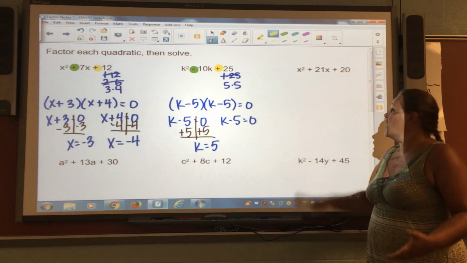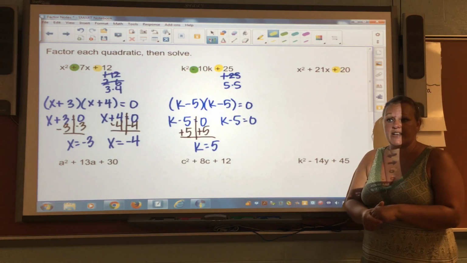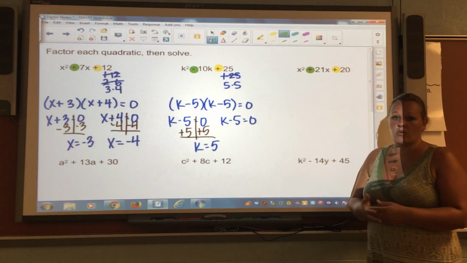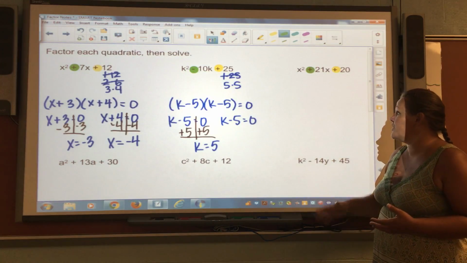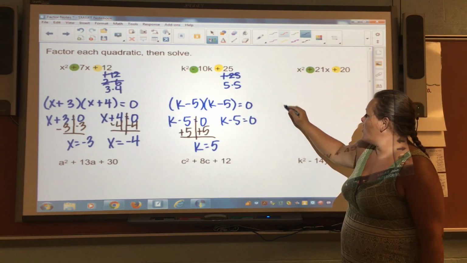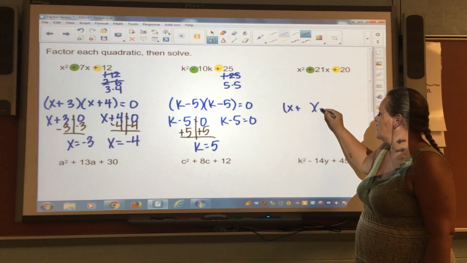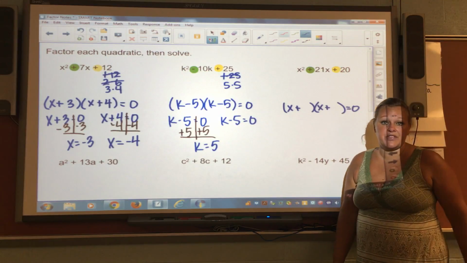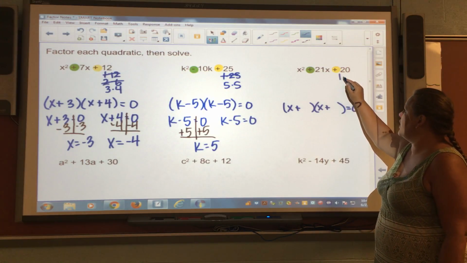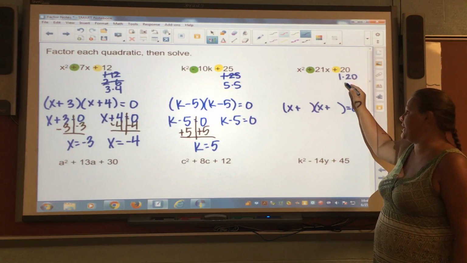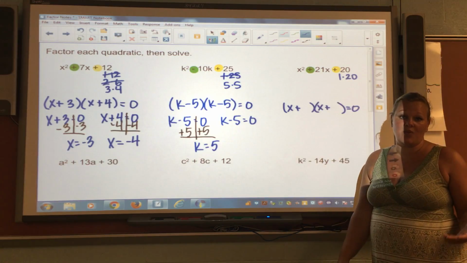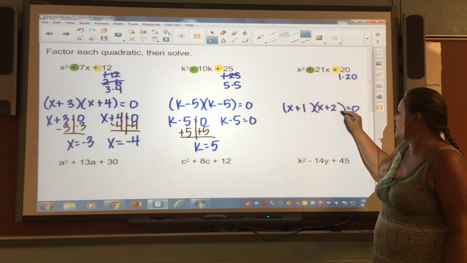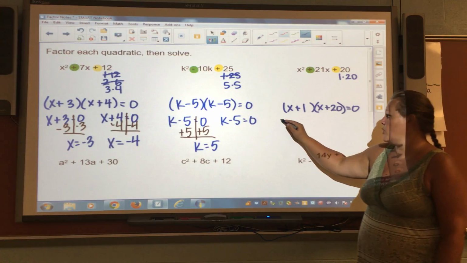So again, the last symbol in our quadratic is plus, so that means our signs are the same. And the first symbol is going to be what symbol we are going to use. It's a plus sign, so we know we're going to have x plus something and x plus something. Now figure out what those somethings are. 1 times 20 gets me to 20, and 1 plus 20 gets me to 21. So that was kind of an easy one. So I have 1 there and a 20.